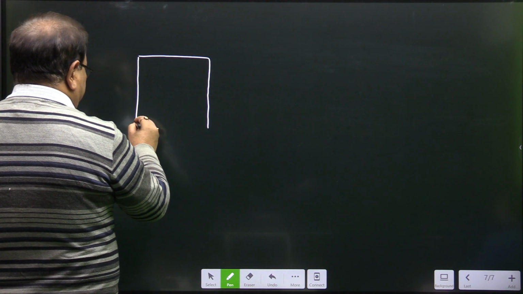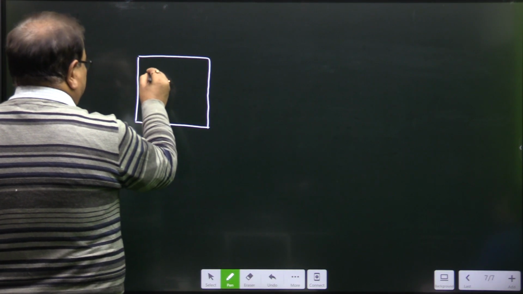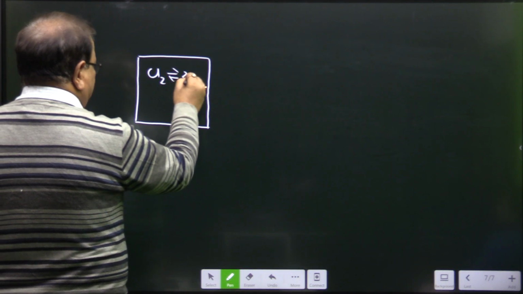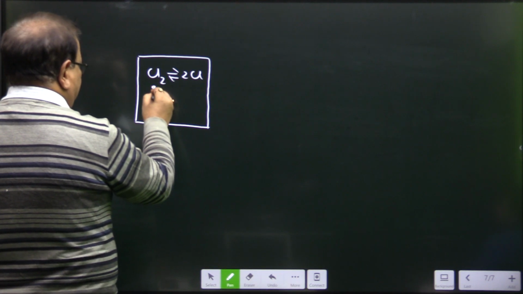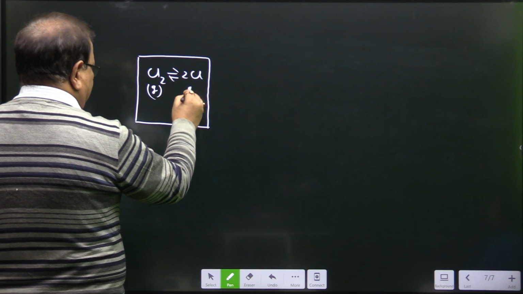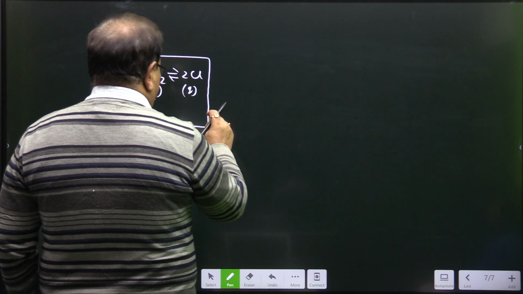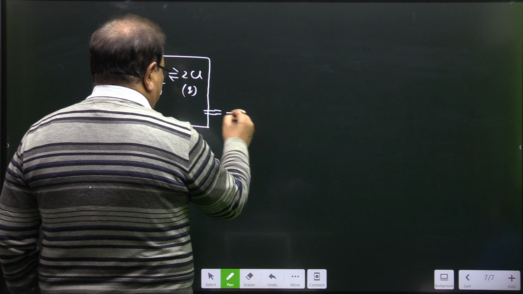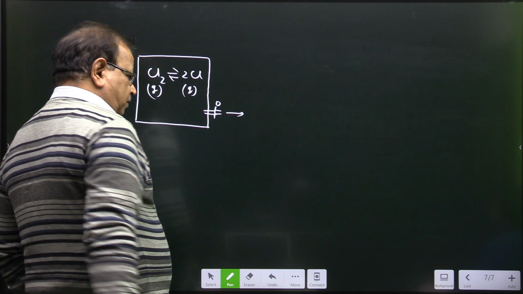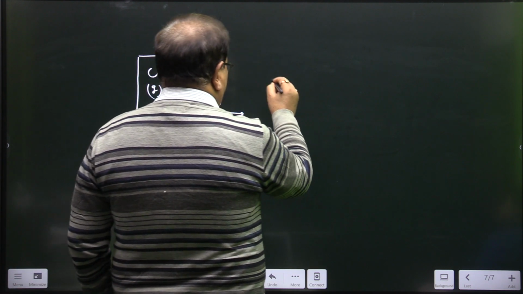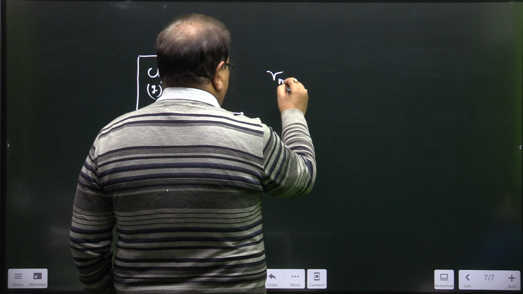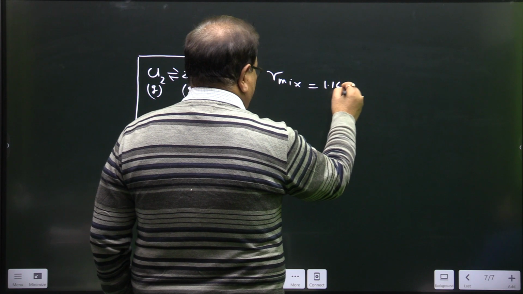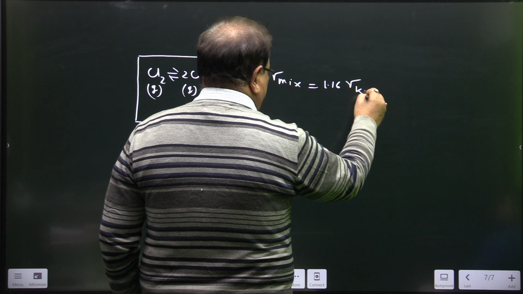It's a container. Cl2 is here. It is going to dissociate into two Cl atoms. Both are in the gaseous state, and there is a hole. Across the hole, the mixture is going to come out. R of mixture is equal to 1.16 times that of R of krypton.